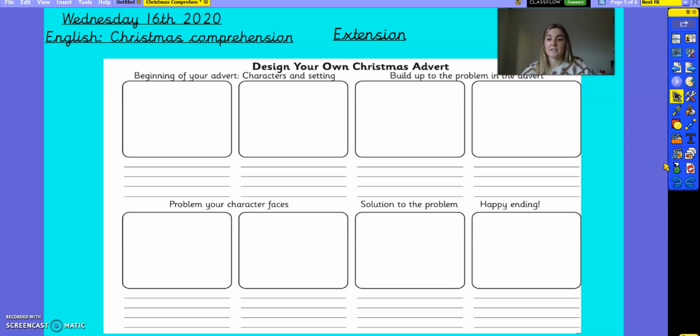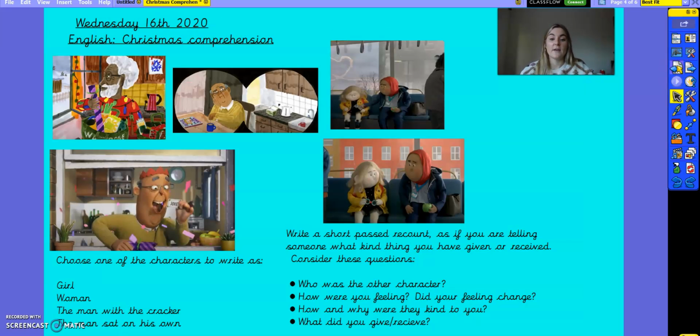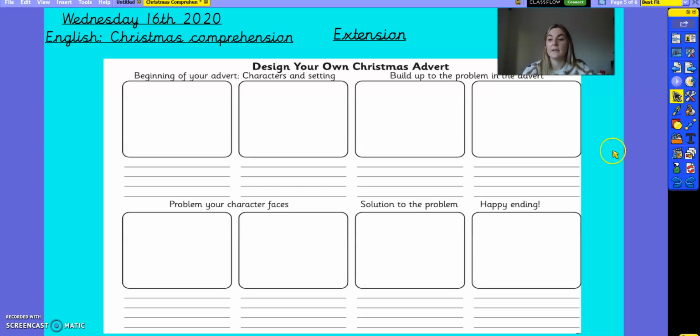Any characters, snowmen, reindeer, people, dancing elves, anything you would like your advert to involve, that's absolutely fine. So this is an extension if you find that you would like to have a go at your own. I think it would be quite a fun activity to do. So the first activity is writing a recount as if you are one of the characters, telling someone about the kind thing that happened to you today. And the extension activity would be designing your own Christmas advert.